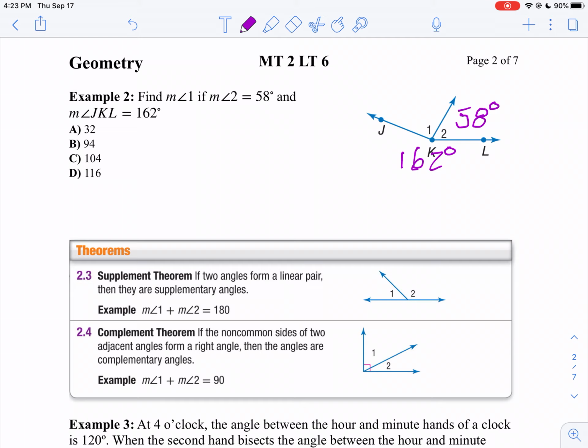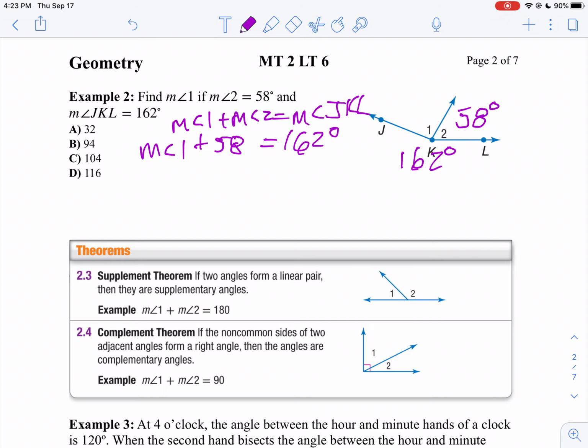Well, we're going to use the angle addition postulate, which says the measure of angle 1 plus the measure of angle 2, well, that's going to be the measure of angle JKL. Looking at that visually, angle 1 plus angle 2 equals the whole thing. Now let's substitute. We don't know angle 1, so I'm going to leave that. Instead of writing angle 2, we're going to write 58 degrees equals, instead of writing JKL, we're going to say 162 degrees.